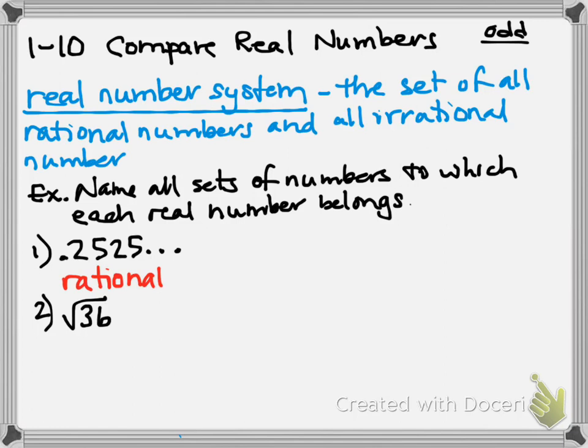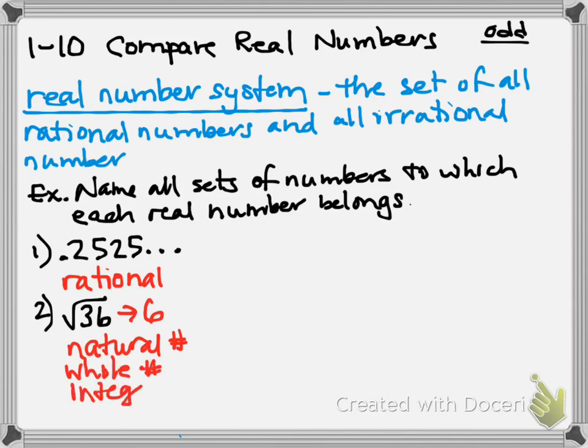The square root of 36. It's natural, because Ben was absolutely right. I did hear him. He first recognized I can simplify that, and I know that the square root of 36 is 6. So that makes it natural. What else? It's a whole number. It's an integer. And it is rational.